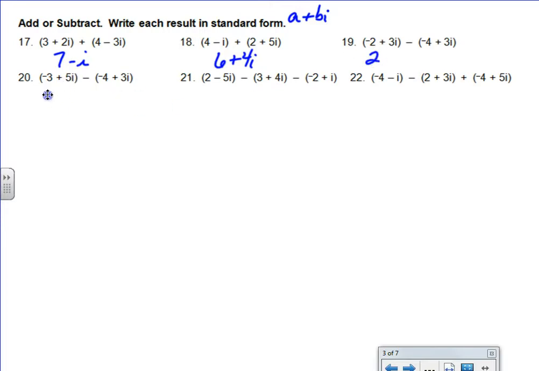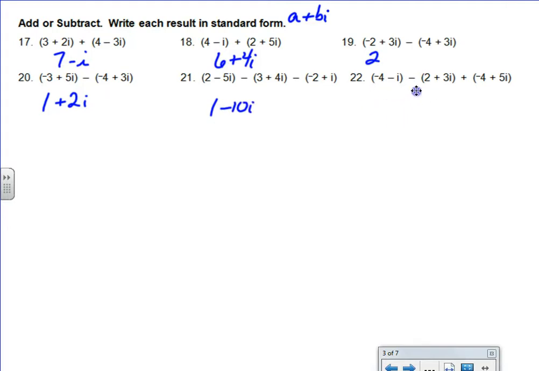Negative 3 minus negative 4 is negative 3 plus 4, so that's a 1. 5i minus 3i is plus 2i. This is getting a little boring. 2 minus 3 plus 2 is, let's see, negative 1, 2, 1. Negative 5 minus 4, negative 9 minus another 1 is negative 10i.